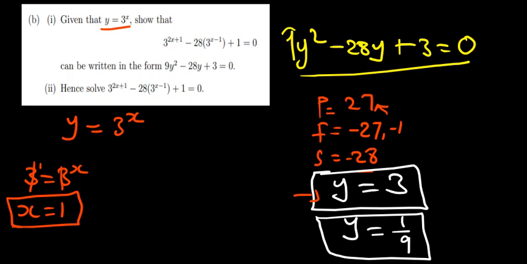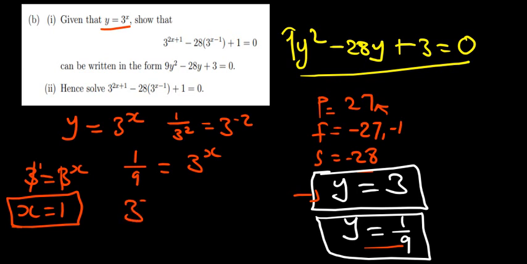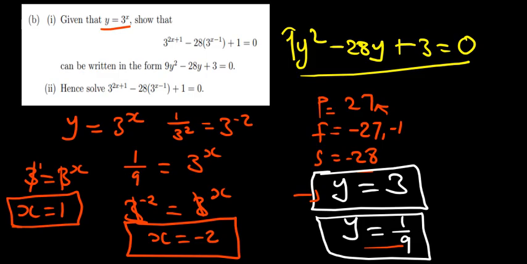The second answer is when y is equal to 1 over 9. So 1 over 9 is equal to 3 to the power x. This 1 over 9 is the same as 1 over 3 to the power 2, which is the same as 3 to the power minus 2. So I write 3 to the power minus 2 is equal to 3 to the power x. We can cancel out the same bases, so x is equal to minus 2. This will be our second answer. So the first answer is this one, the second answer is this one, and we are done with this video.